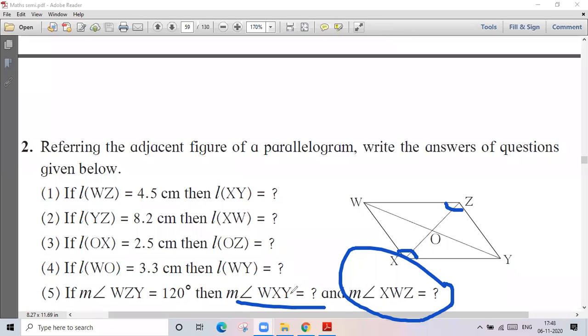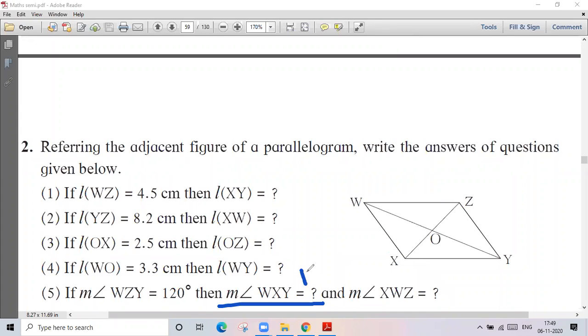So the measure of angle WXY is equal to 120, because the opposite angles of a parallelogram are congruent. X is equal to Z. This angle is 120 degree. Yes, very good. And then the measure of angle XWZ. This XWZ is equal to how much?